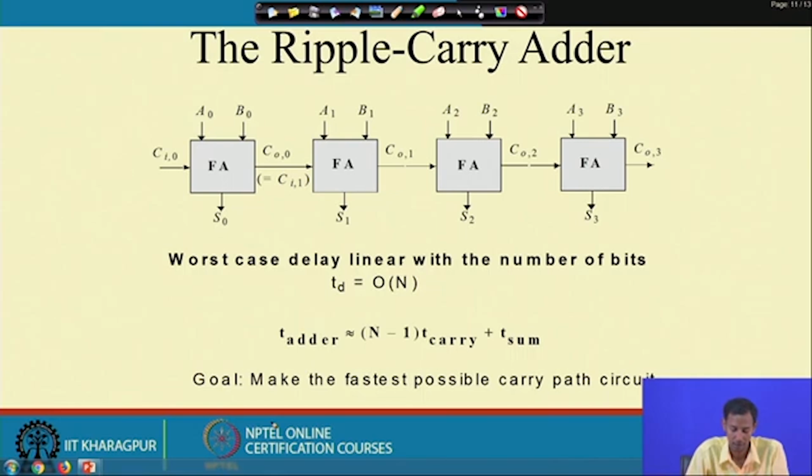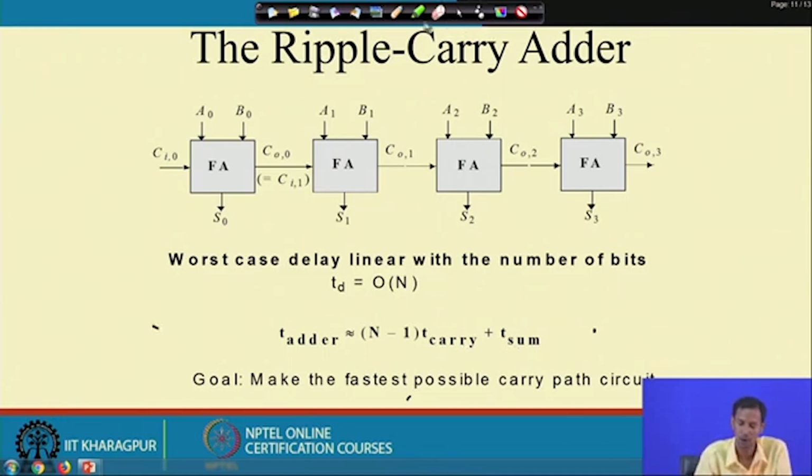And then after seeing this particular problem or challenge, what will be my target? My target will be how I can make this addition operation as fast as possible. What is this carry path? That means the critical path. So, how can I break this particular critical path so that I can improve the operating frequency of this particular circuit? That is our intention.